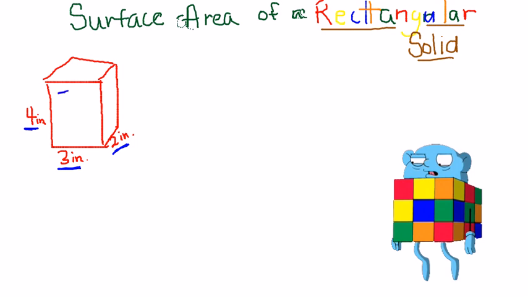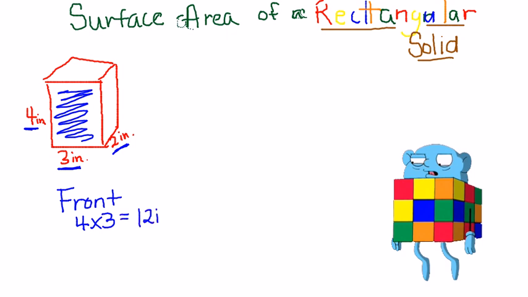Okay, so the front right here, the front. What are the dimensions of the front? 3, 4 by 3, right? That's what I mean when I say dimensions. It's 4 inches tall and 3 inches wide, so therefore it's 12 inches, okay? And that's the front. What do we know about the front?